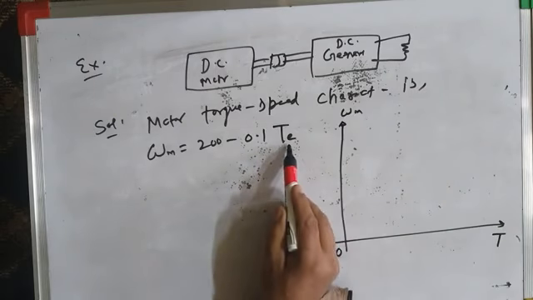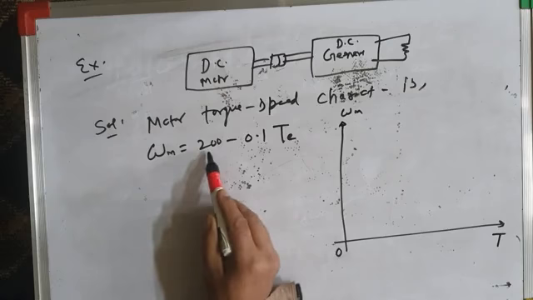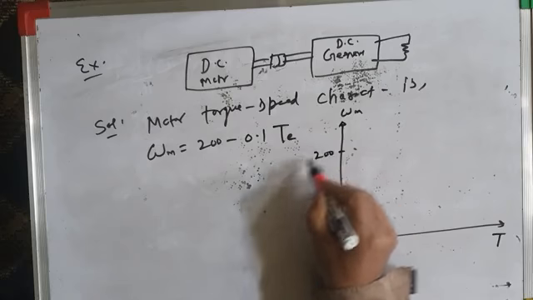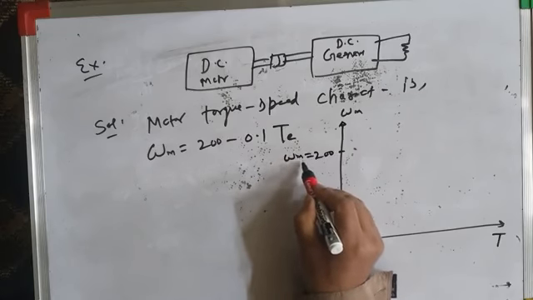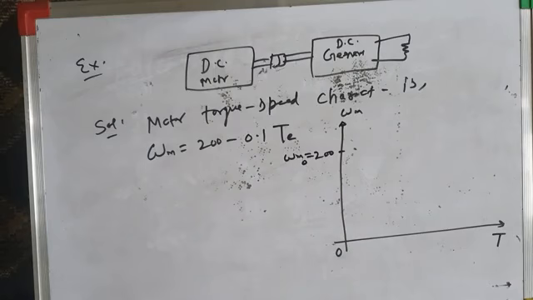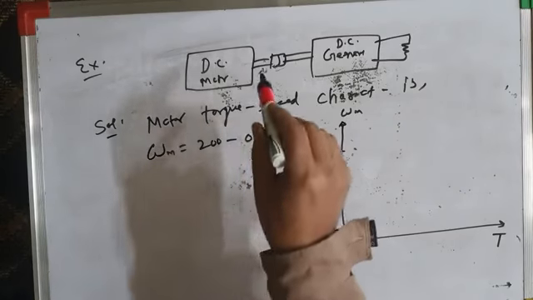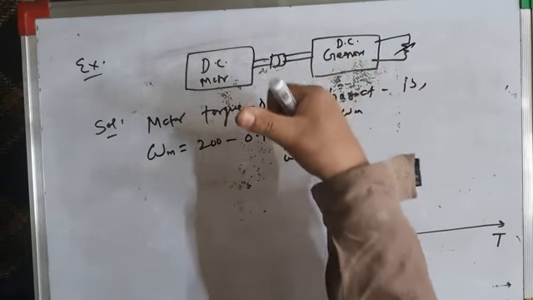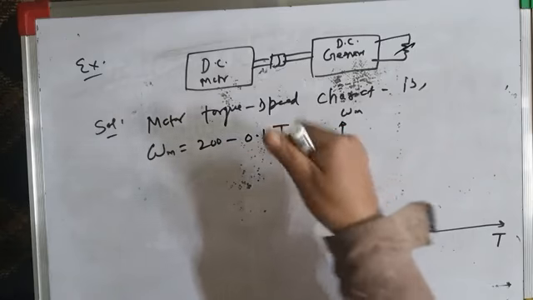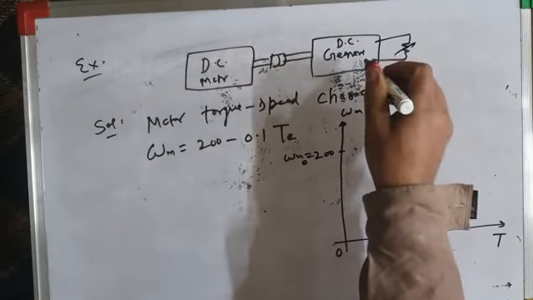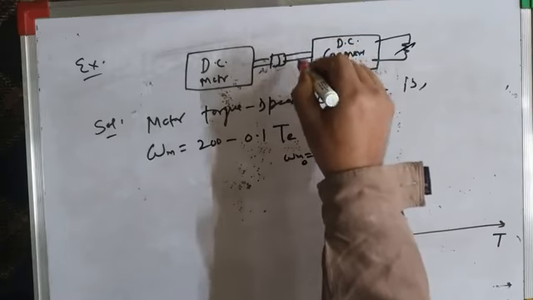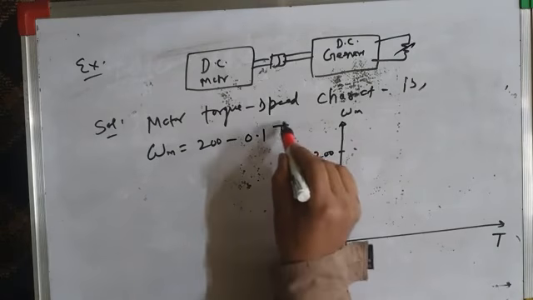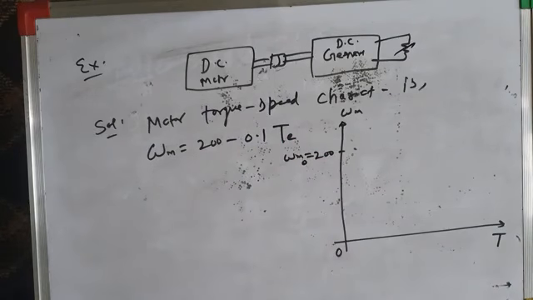When t is equal to 0, the initial speed, the no-load speed, is 200. So we will start from 200. So omega m is equal to omega m naught, that's the no-load speed, which is 200. Then as you increase the electrical load on the generator, it has to draw more and more mechanical power from the source. So the load torque increases more and more, and therefore the motor also has to develop more and more torque. So the electromagnetic torque developed by the motor increases.